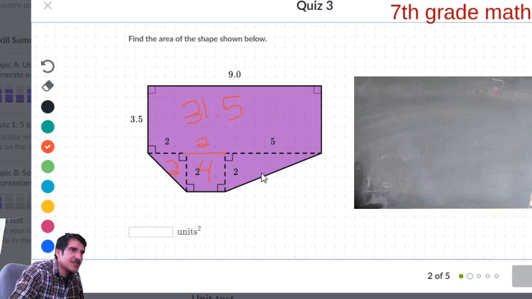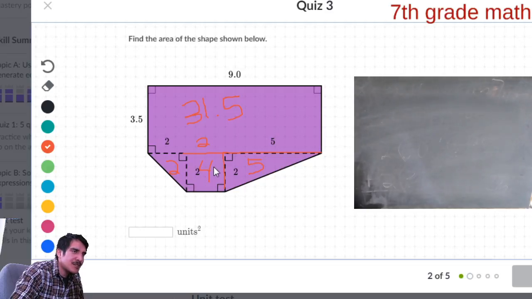And then this triangle is a 2 by 5 unit right triangle. So 2 times 5 is 10. But again, it's a triangle, so cut that in half. That is 5 square units. So we have found the area of all 4 shapes. Let's add them together now.